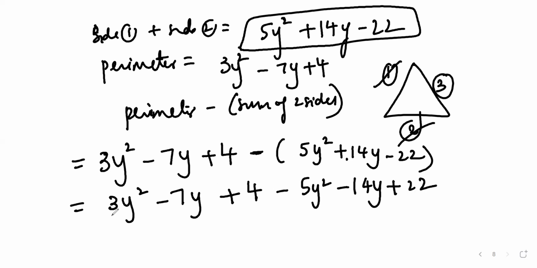So now we will apply the operation of adding the like terms. 3y square and minus 5y square is minus 2y square. Minus 7y and minus 14y is minus 21y. Plus 4 plus 22 is 26. This is again a trinomial, and this is the final answer. I have just subtracted the sum from the perimeter. Okay. From the perimeter, take away the sum of the two sides. So this is what you will land up with. Okay. So this is as far as the algebra part is concerned. I hope the explanation has been helpful.